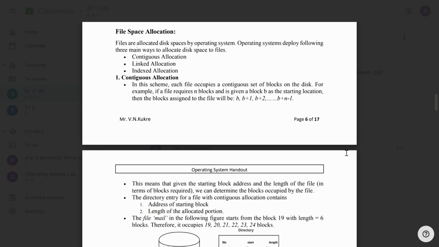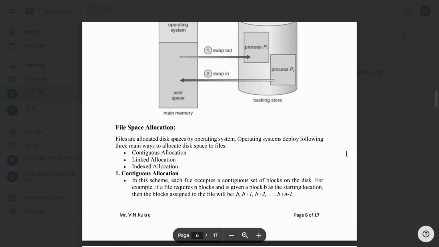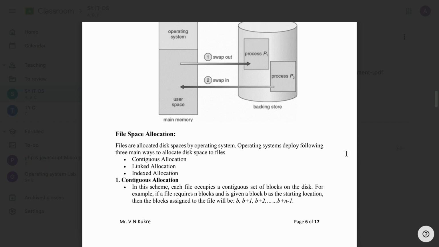Hello everyone. In this part, we are going to see the swapping and file space allocation. So swapping we have already seen. Now we are going to see the file space allocation.